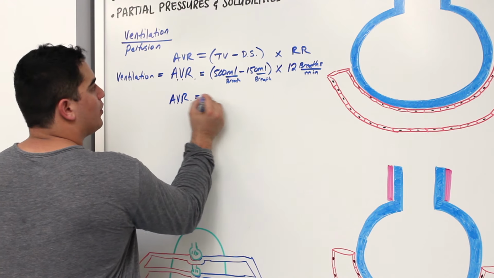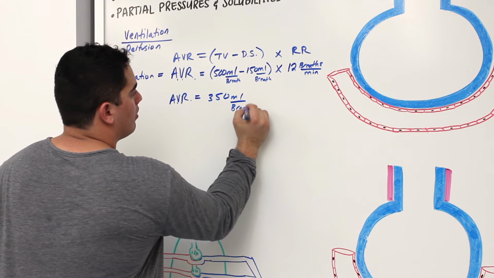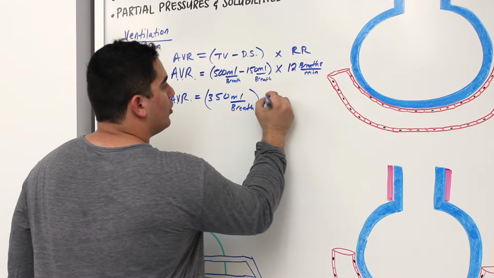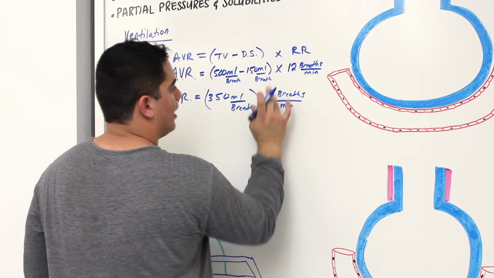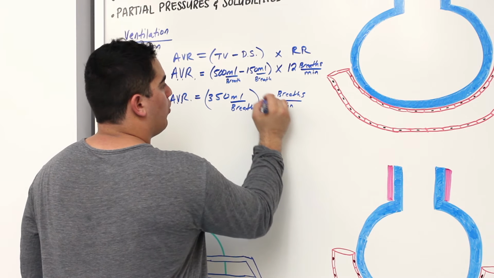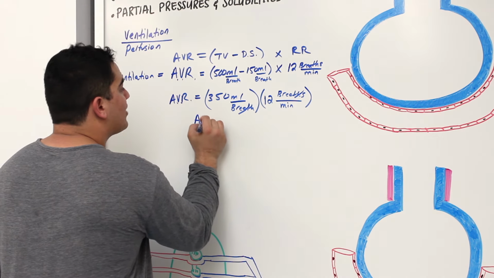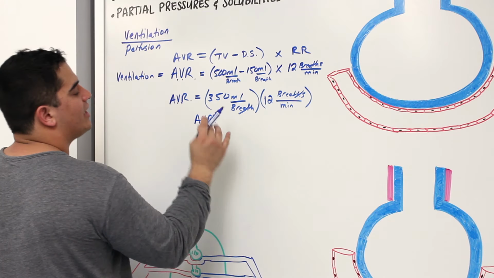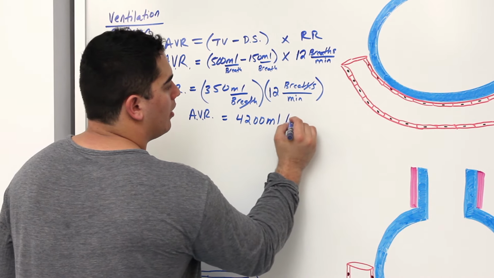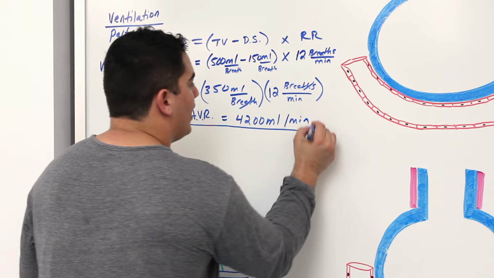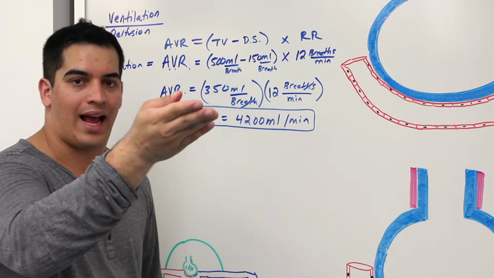Alveolar ventilation rate is equal to about 350 milliliters per breath times 12 breaths per minute. If we do this little math here, the breaths cancel out, and what are we left with? Milliliters per minute. That is our alveolar ventilation rate. And this gives us approximately 4,200 milliliters per minute. That is our alveolar ventilation rate. That's where we get ventilation from: the amount of air coming in, contributing to gas exchange, and the amount of air that's going out.